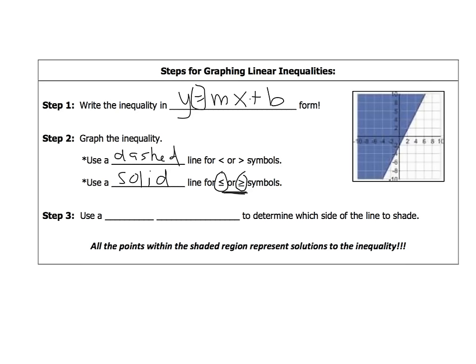And then you use a test point. After you've graphed everything, you would use a test point to determine which side of the line to shade. Usually we're going to use the point 0, 0 because zeros are really easy to work with. They cancel everything out. That's going to be the easiest point to work with. However, if your line falls on 0, 0, then you can't use that because you need to figure out which side of the line to shade. So let's practice that. It'll make more sense when we do a problem here.